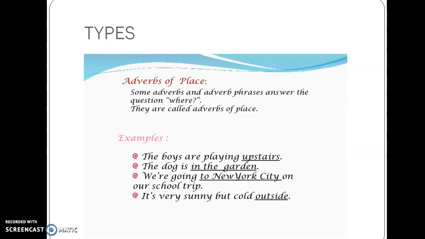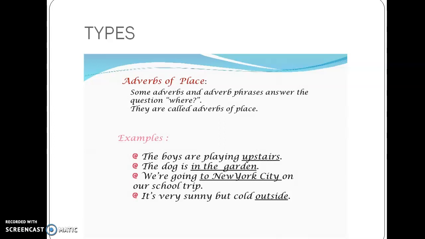Adverbs of place. Adverbs of place tell you where. They answer the question where. That means they tell you where an action takes place. The boys are playing upstairs. Where are the boys playing? Upstairs. Upstairs is an adverb of place. The dog is in the garden. Where is the dog? In. So in would be an adverb of place.